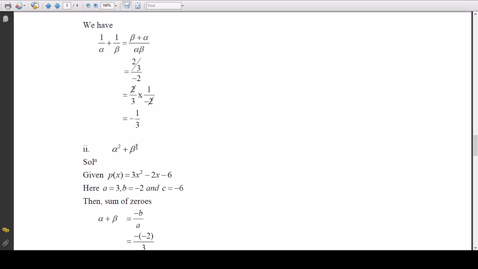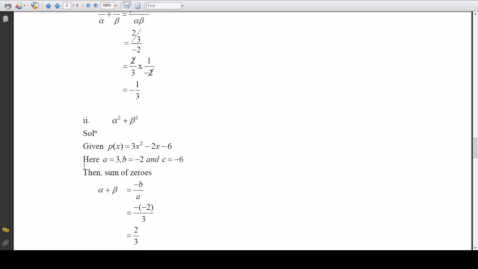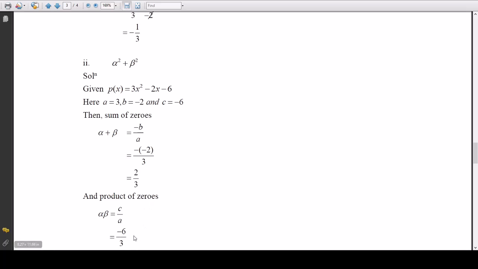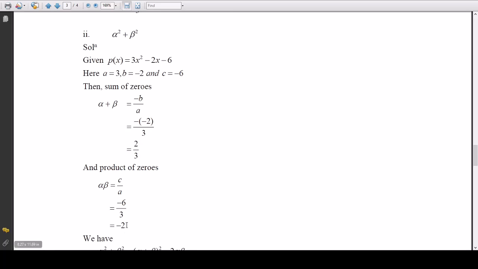The same polynomial is given, 3x square minus 2x plus 6. Okay, here the same thing, a is 3, b is minus 2, c is minus 6. Let us again find out the sum of zeros. Minus b by a, minus of minus 2 by 3, which is 2 by 3, as we have discussed, and the product of zeros is c by a, minus 6 by 3, which is minus 2. Okay, these two we have just found out in problem 1.